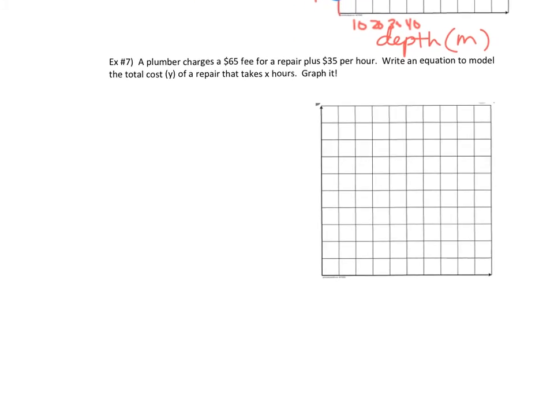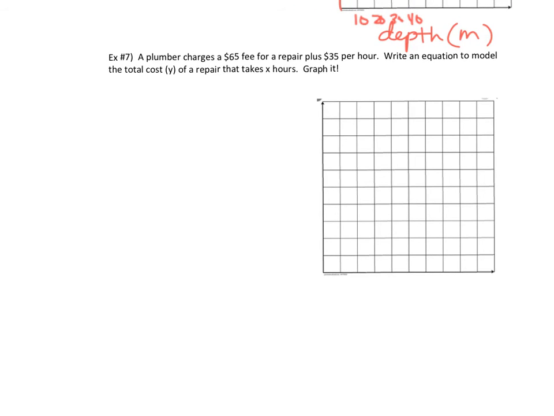Okay. Second one, and this one's easier. I'm fully believing that you guys can easily set up an equation for this. Here's what it says. A plumber charges a $65 fee for a repair plus $35 per hour. Write an equation to model the total cost of the repair that takes x hours, and then we're going to graph it. Does anyone think they can give me an equation for that?